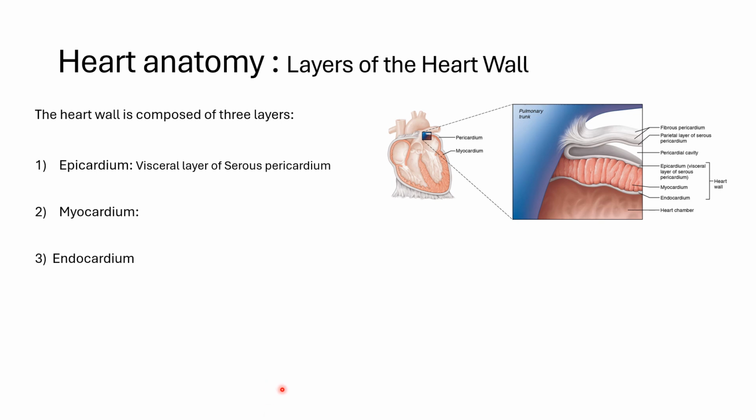We discussed the covering of the heart. Now let's come to the layers of the heart wall. There are three layers. Epicardium, which is the visceral layer of the serous pericardium. We already went over it. Then there is myocardium. Myocardium is the muscular layer. And then there is endocardium. Endocardium is the inner endothelial layer.